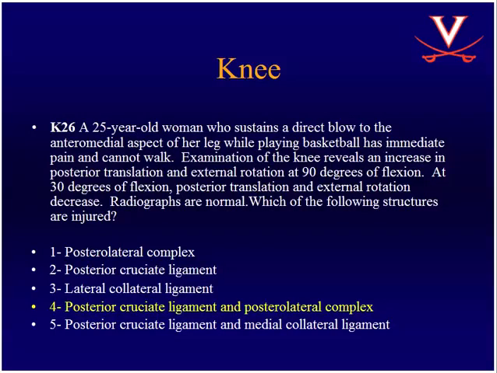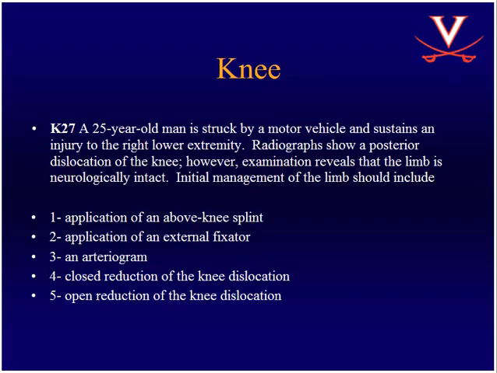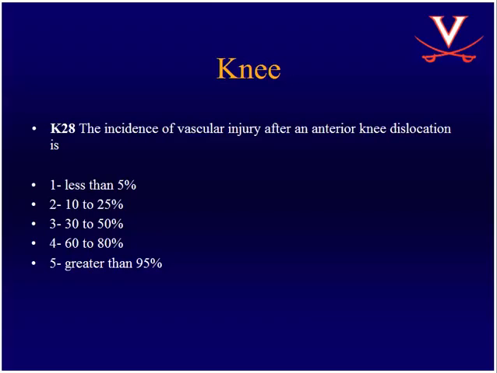27. 25-year-old man struck by motor vehicle, sustains an injury to the right lower extremity, posterior knee dislocation. They did their neuro exam and it's intact. Now what do we do? Well, the guy's sitting there with a dislocated knee. What are we going to do? Well, let's reduce it, and then we'll do the rest of what we need to. Okay, pretty simple.